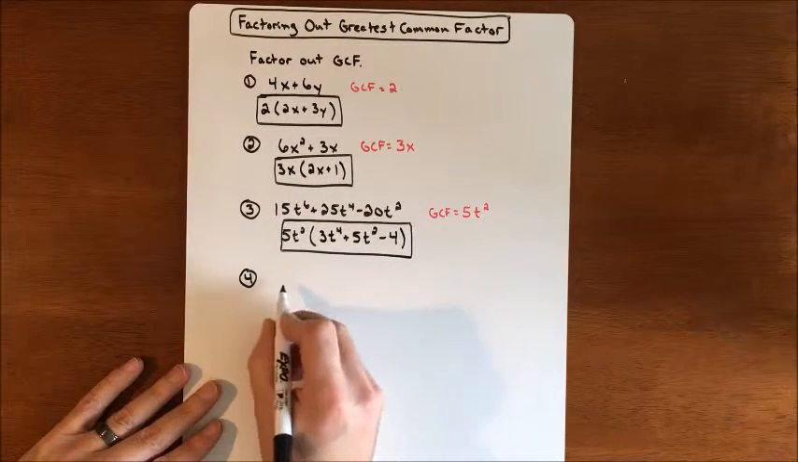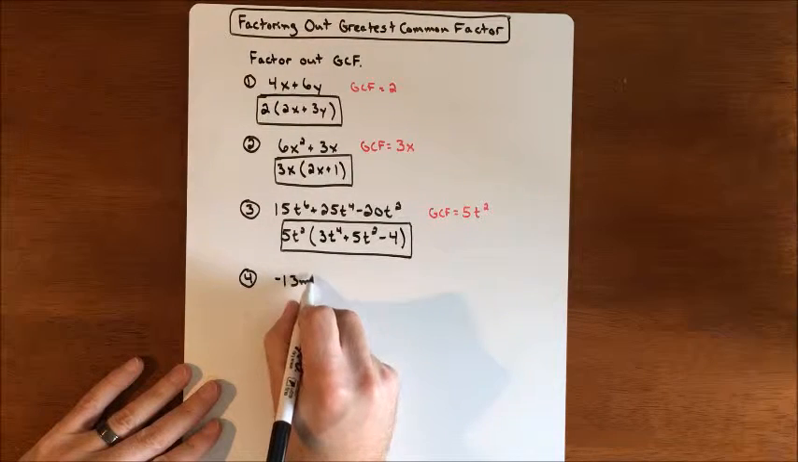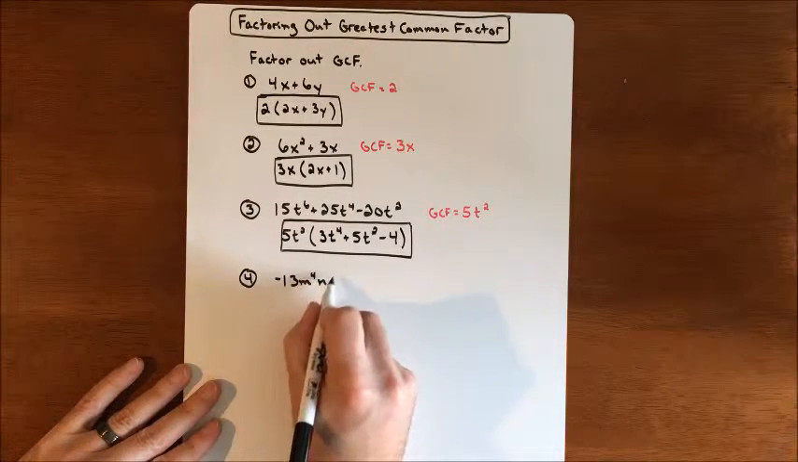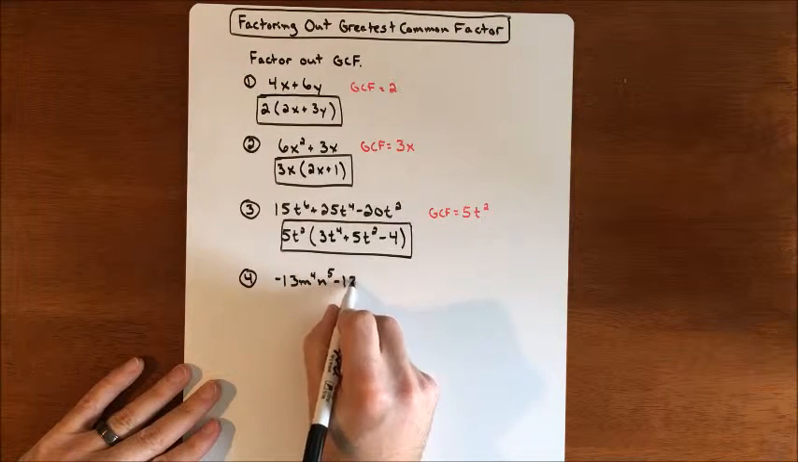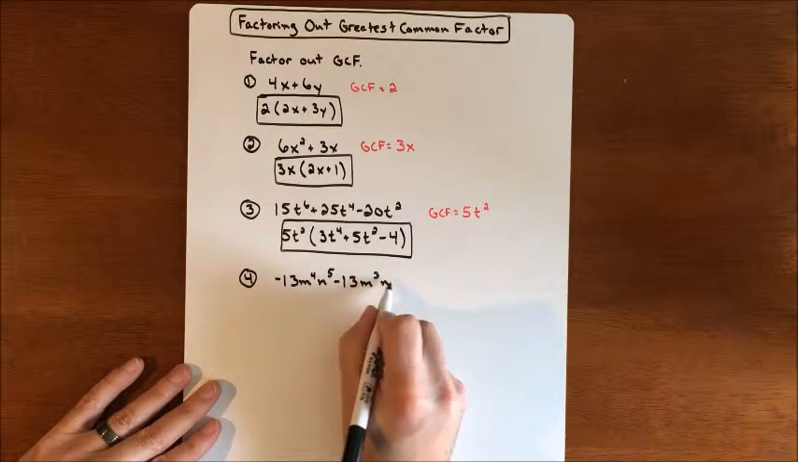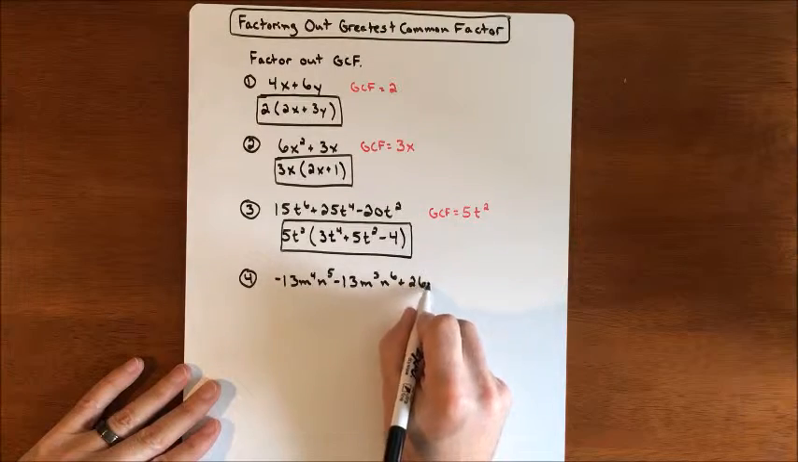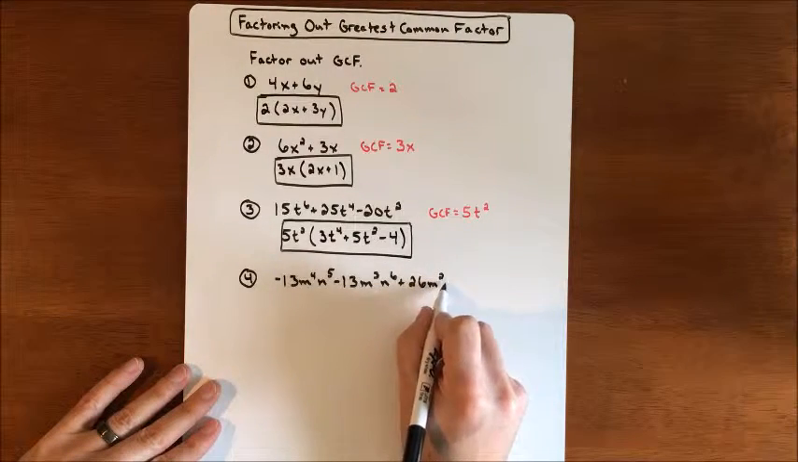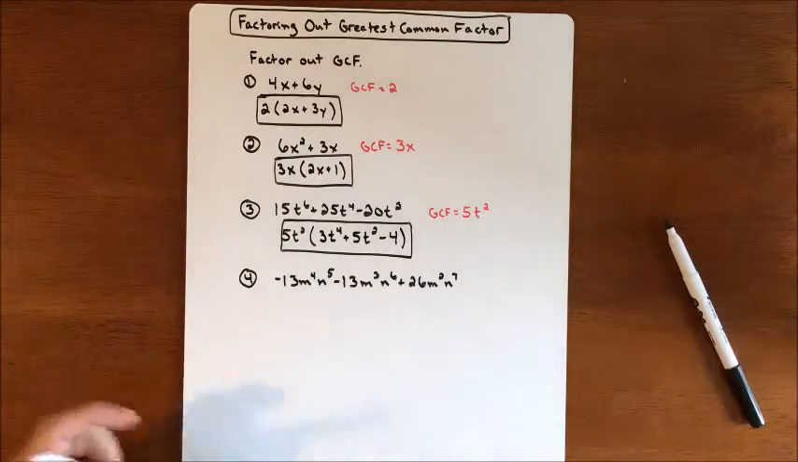So let's do a 4th. If you have a negative 3m to the 4th n to the 5th, minus 13m to the 3rd n to the 6th plus 26m squared n to the 7th. All right, a little bit more complicated.